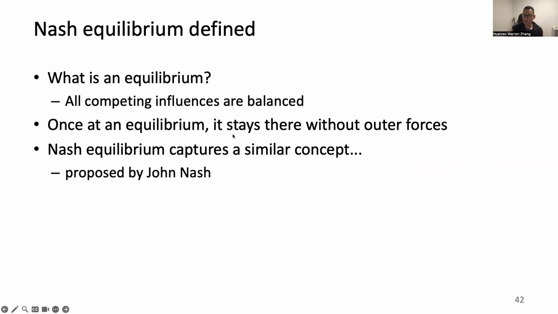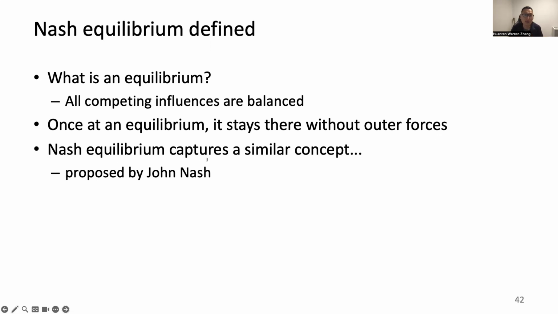So let's review Nash equilibrium, as I have already given you the definition. What is a Nash equilibrium? What is an equilibrium? In an equilibrium, all competing influences are balanced. So when you reach equilibrium, no one would want to deviate. There are no other forces that will motivate you to change your behavior, and once you are at the equilibrium, it stays there without any other sources.